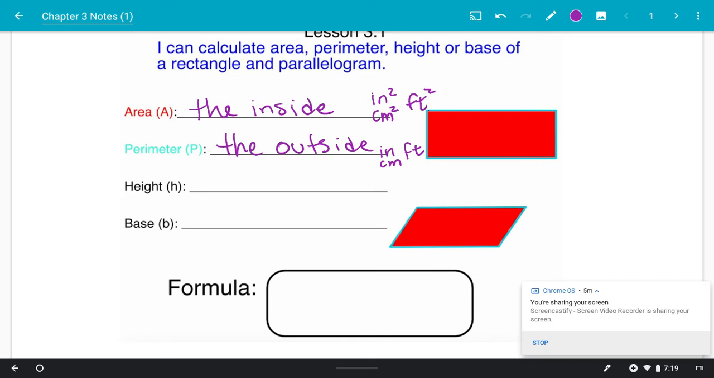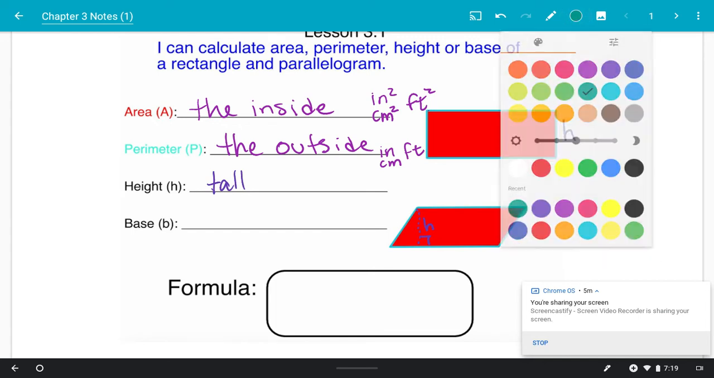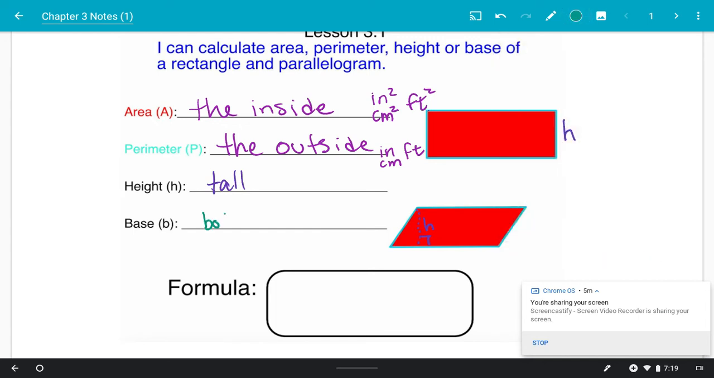And then height for both of these is how tall. So like this. Here we have to add this line to make a 90-degree angle. That's our height. And then base is like the bottom. That's how I think of it. It doesn't need to be on the bottom, but that's usually what I think of. For both shapes, the area is base times height.